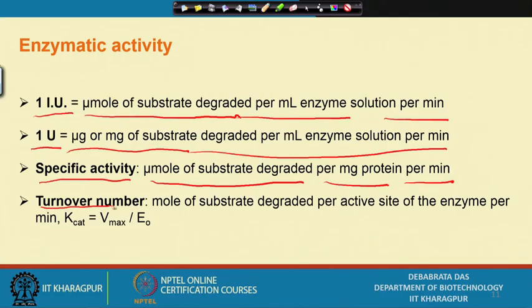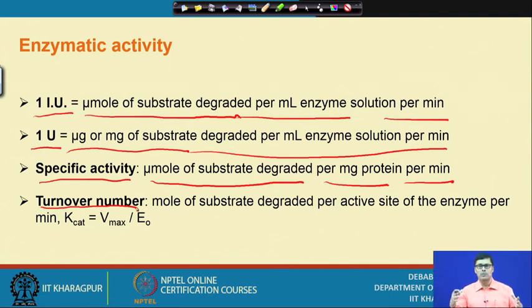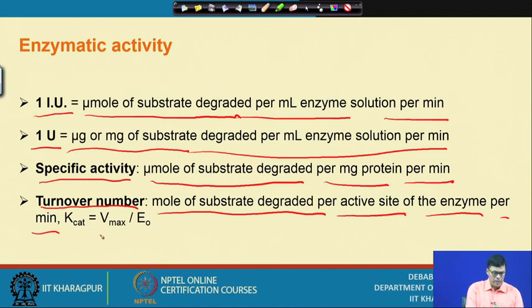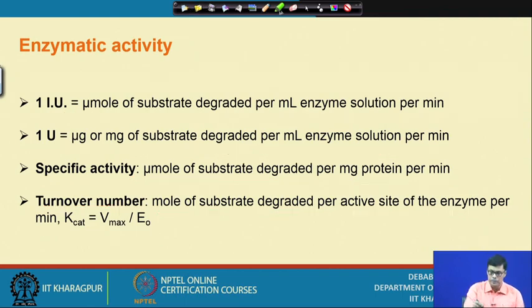Another very important thing is the turnover number. When the protein molecule is very big, there is a possibility it might have more than one active site. In that case, the activity is expressed as moles of substrate degraded per active site of the enzyme per minute, and Kcat equals Vmax by E0. This is how we can express that.